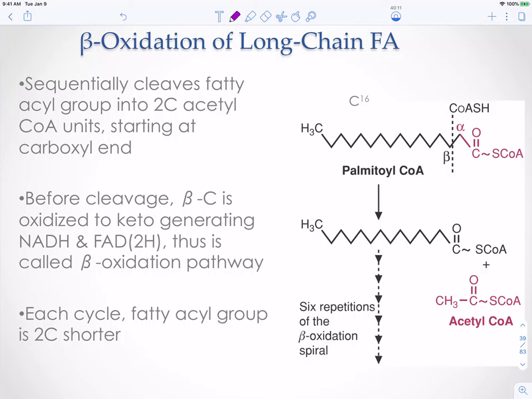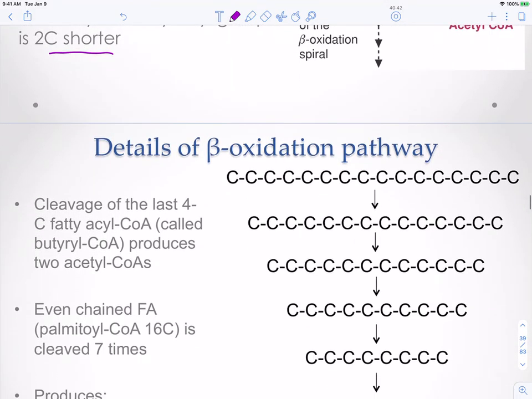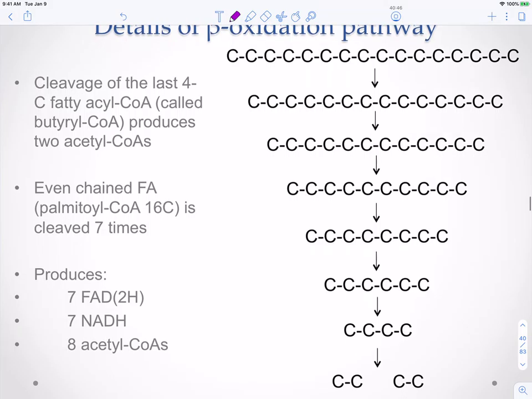So the beta oxidation, again, for your saturated long-chain fatty acids is going to do sequential cleavages of two carbons, and that will give you acetyl-CoA. And then, of course, before cleavage, the beta carbon is oxidized, and so you're going to generate your FADH2, and then you're going to also add water and eventually generate your NADH as well. In each cycle, of course, you get two carbons shorter. Cleavage of the last four carbons of the fatty acyl-CoA, which is called butyryl-CoA, produces the final two acetyl-CoAs.